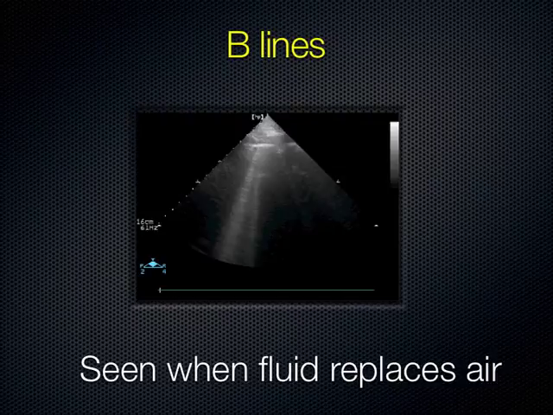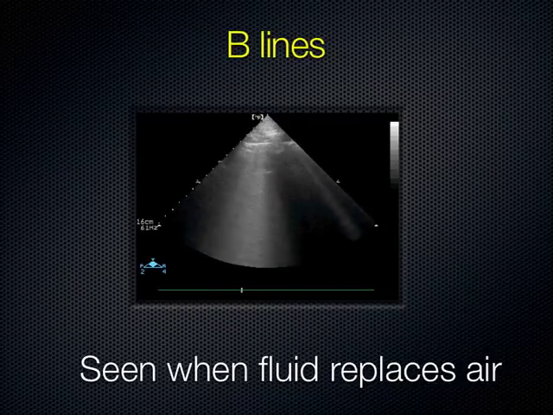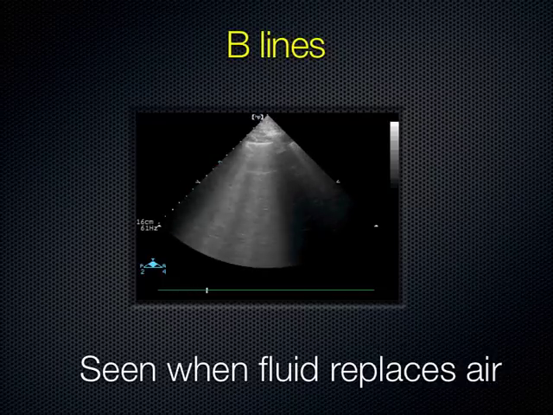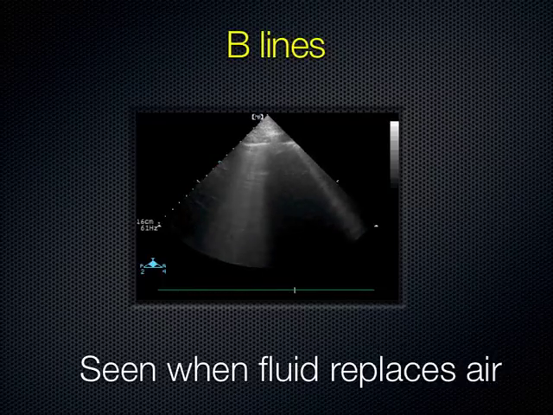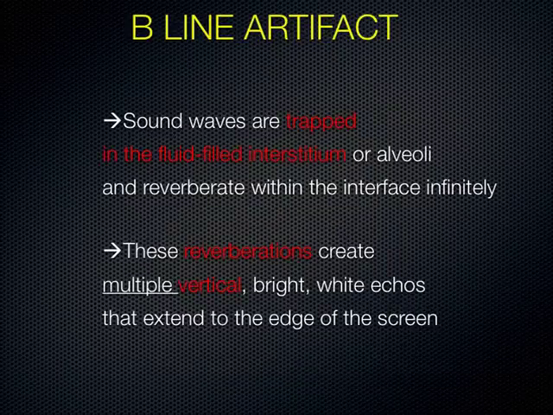So the reason the B lines happen is, again, it's an artifact that you have to interpret what the artifact is because you can't actually see the lung. The sound waves are trapped in the fluid that's in the interstitium. Remember the interstitial walls, the interlobular septi, are about 7 millimeters apart. When those get thickened with fluid, the sound waves get trapped in that interface and will create a reverberation. And the reverberation is vertical because those septi are vertical compared to the chest wall. They come all the way up to the chest wall perpendicularly.